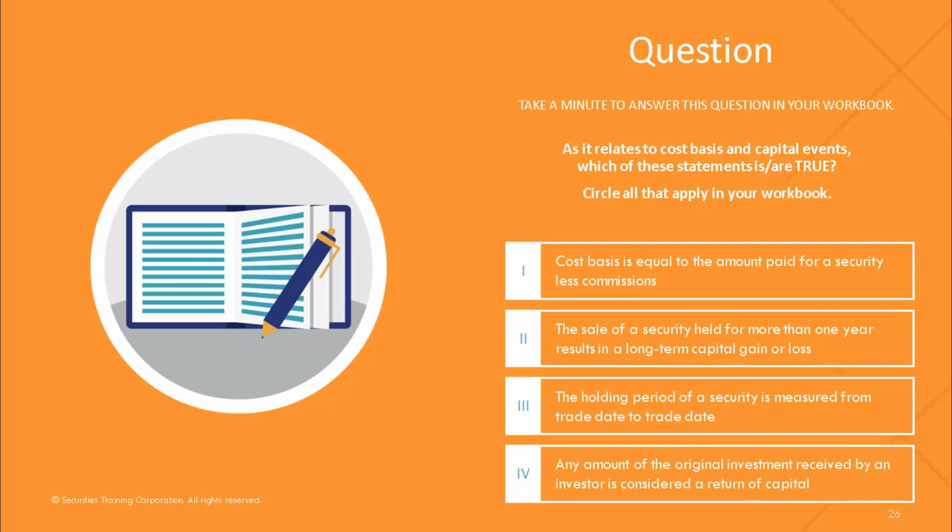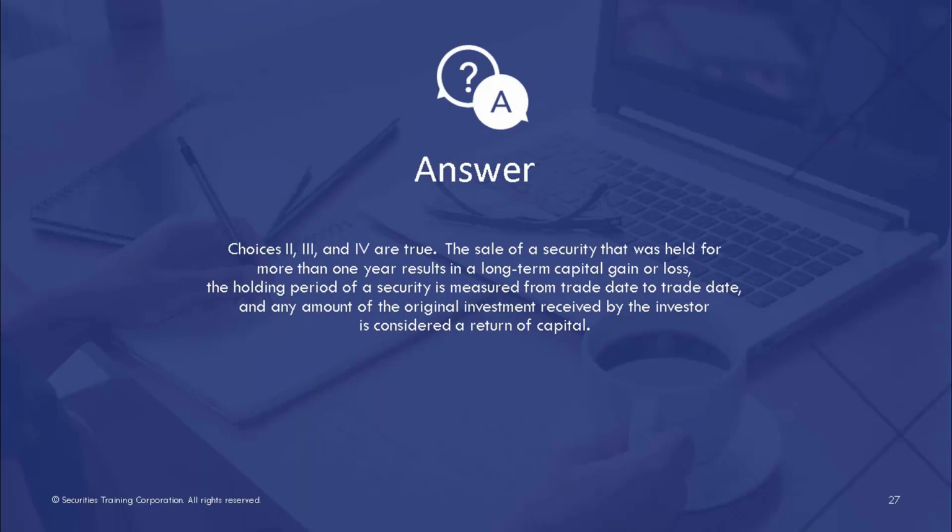And the answer is 2, 3, and 4 are all true. The sale of a security that's held for more than 1 year results in a long-term gain or loss. If it's held for a year or less, it's short-term gain or loss. The holding period of any security is measured from trade date to trade date, not settlement date. And lastly, any amount of original investment received by an investor is considered a return of capital, or simply a fancy way of saying getting your money back, or return of your capital.